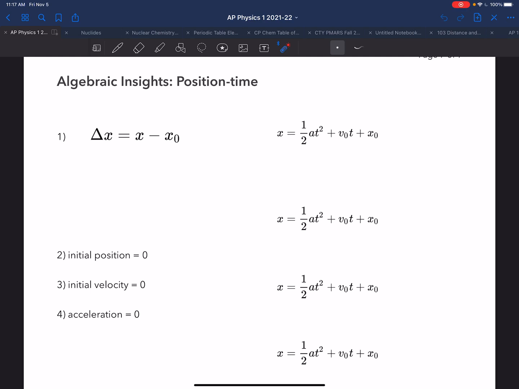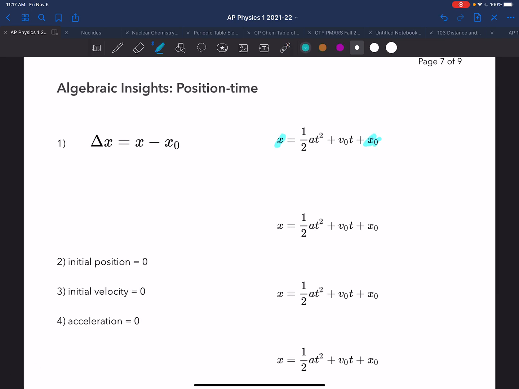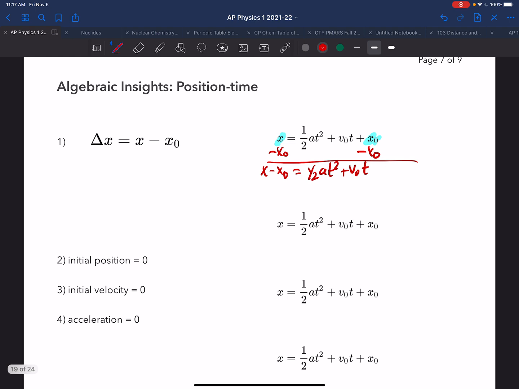In this installment, we'll take a look at position time and some insights we can get from algebra. We know our definition of displacement is x minus x0. We notice on this side over here, there is an x and an x0, but they're on different sides of the equals. So if we were to bring them to the same side by subtracting x0 from both sides, we would end up with x minus x0 is 1/2 at squared plus v naught t. And x minus x0 is delta x.